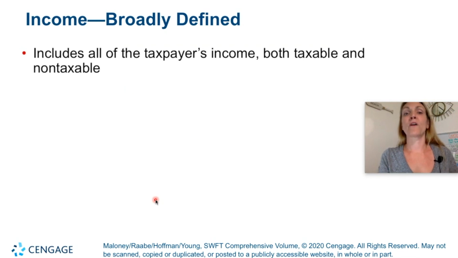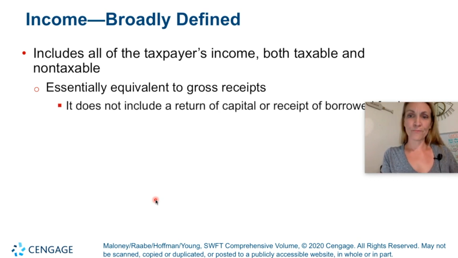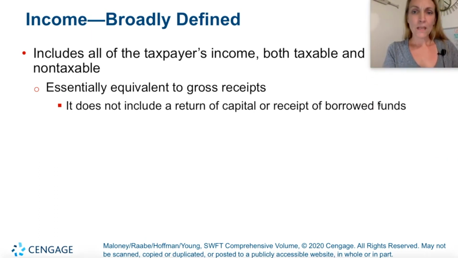Okay, so income is broadly defined as all of the taxpayer's income, both taxable and non-taxable. This is everything you get of value. Gross receipts is another term. And it does not include a return of capital or receipt of borrowed funds. Borrowing funds is like taking out a loan, right? A loan is not income because it's a liability, if you recall from accounting class.